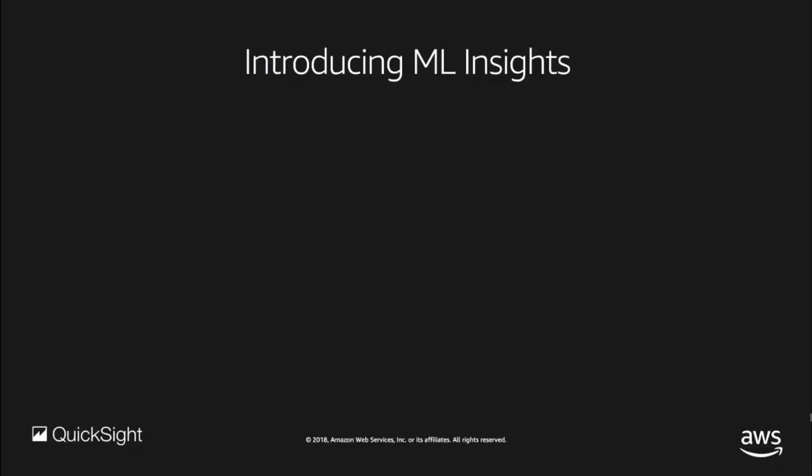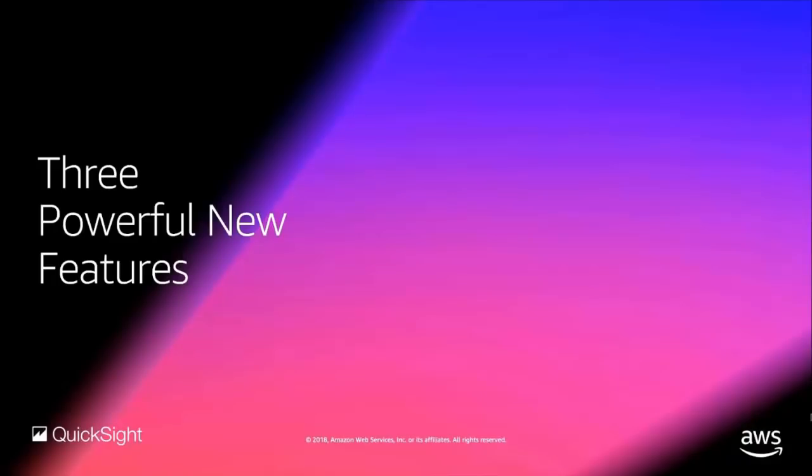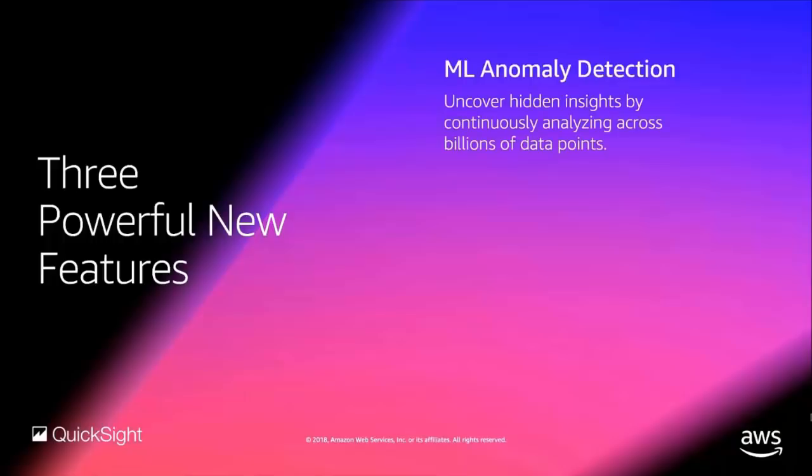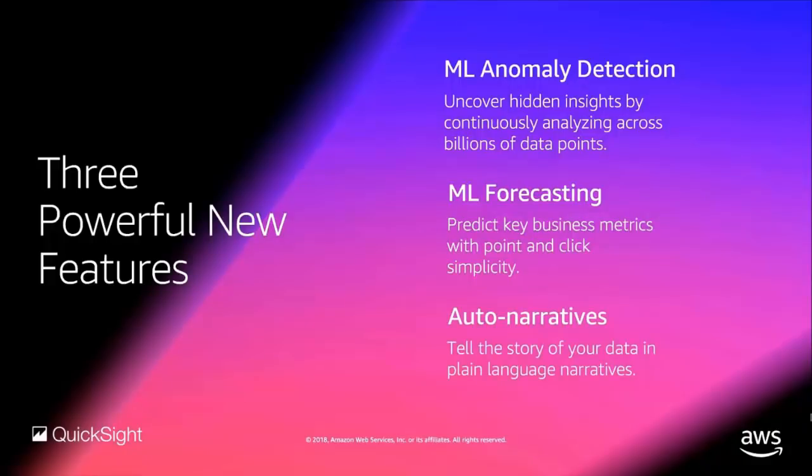So with the launch of ML Insights last week, we looked at how Amazon has been using machine learning on common business challenges, and we've integrated them into the product to make it easier for you. With ML Insights, we're introducing 3 new powerful features that integrate these into QuickSight to provide customers with insights that go beyond visualization. First of all is anomaly detection to help you uncover the hidden insights within the aggregates. Machine learning forecasting to help you predict your business trends with just a few simple clicks. And auto narrative to help you tell the story of your data in plain language.